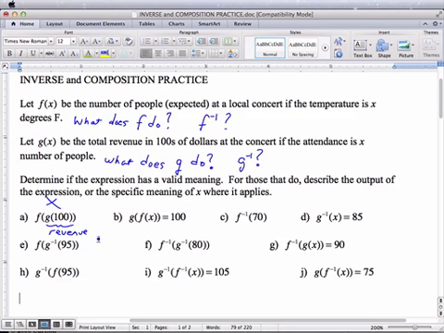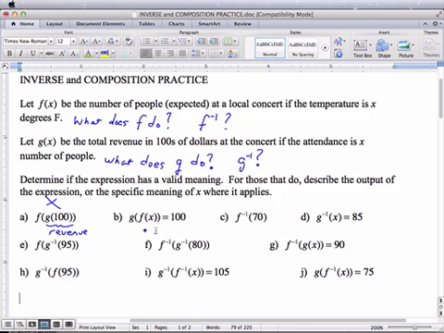F takes temperature and gives number of people. It doesn't know what to do with revenue. The 100 is number of people going into G. But what's the output of G? That produces revenue, which is now in the composition, the output of G is the input of F. So you're trying to put revenue, the output of G, as input of F, but the input of F is temperature. Make sense? Doesn't work.